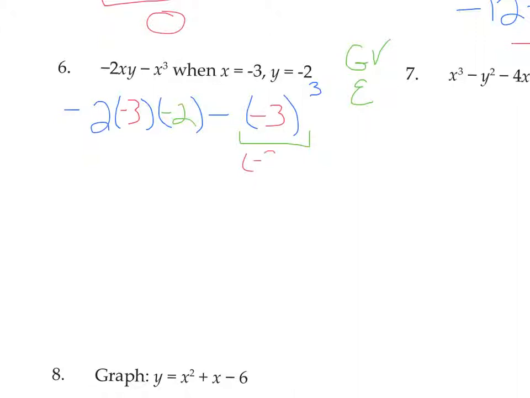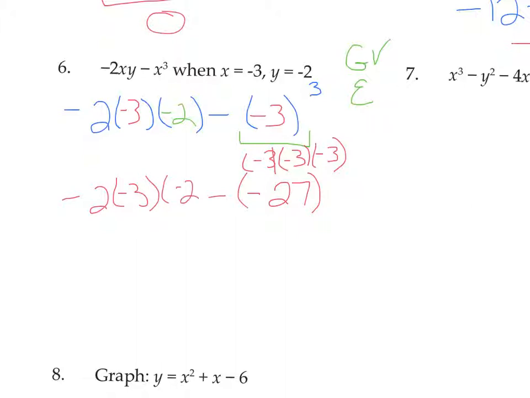Negative 3 cubed. Negative 3 times negative 3 times negative 3 will make negative 27. 3 times 3 times 3. And then we carry down everything we haven't used. Just like that. And that takes care of our exponent. Now we do multiply, divide, left to right.